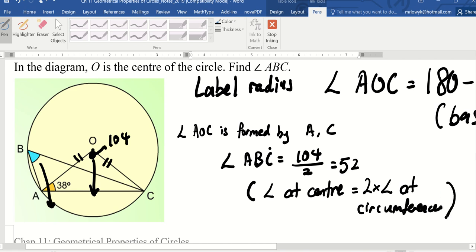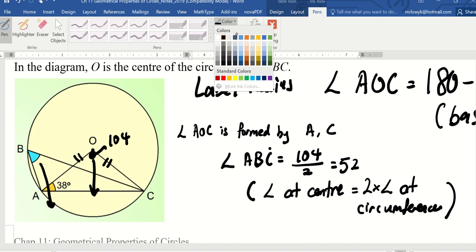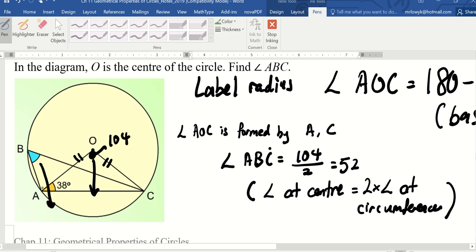Now, if you take a green color pen and you were to draw this, do you say this is also 52? Because this angle is formed by AC, right? AC will go up to touch the circumference. As long as the circumference is touched, this angle and this angle are related.